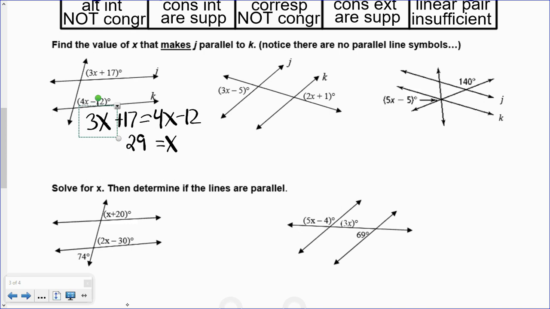All right, what about these angles? What kind of angles are those? Alternate exterior. Alternate exterior, and for the lines J and K to be parallel, what needs to be true about their measures? They need to be congruent.